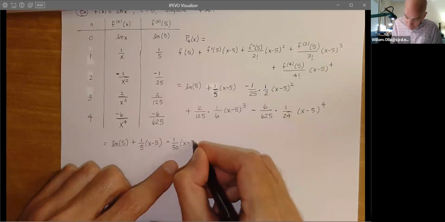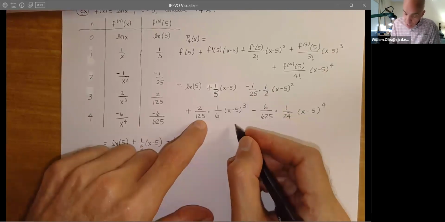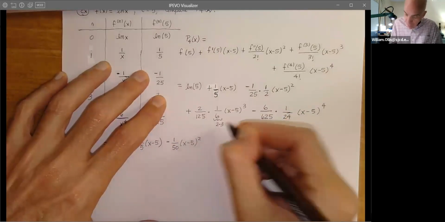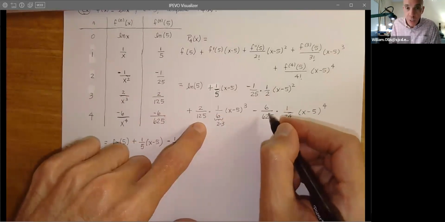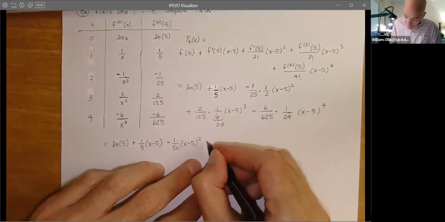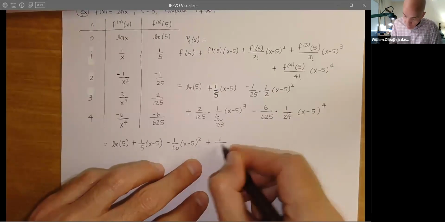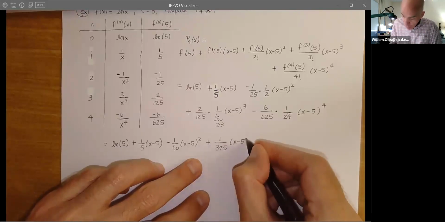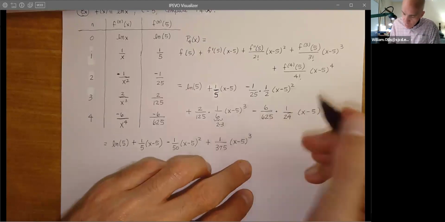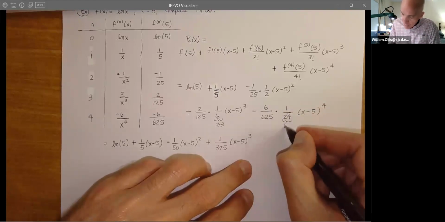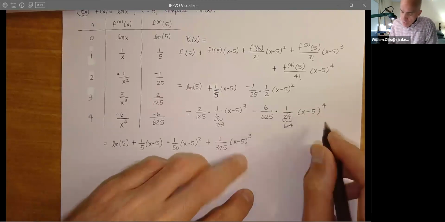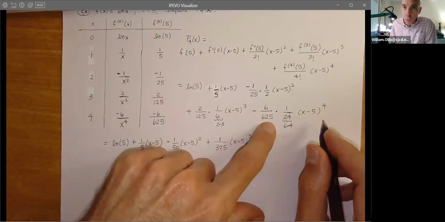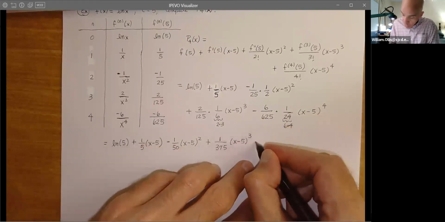X minus 5 squared. And then, of course, here, if you like, this is just 2, and this is 2 times 3. So that gives us 3 times 125. So that's 375? So 1 over 375 x minus 5 cubed. And hallelujah, we got a 6 here, and a 6 times a 4. So the 6 is absorbed. And so that's going to be 2,400, and then 4 times 25 is 100. So that gives us 2,500.